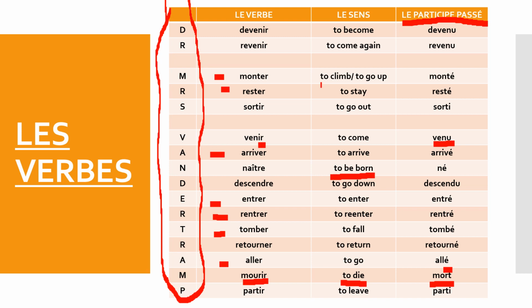You have the verb monter, to climb or to go up. But you also have the verb descendre, which means to go down. More opposites. You have the verb arriver, which means to arrive. You also have the verb partir, which means to leave. More opposites. You have the verb entrer, which means to enter. And you also have the verb sortir, which means to go out. So as you can see, a lot of opposites.